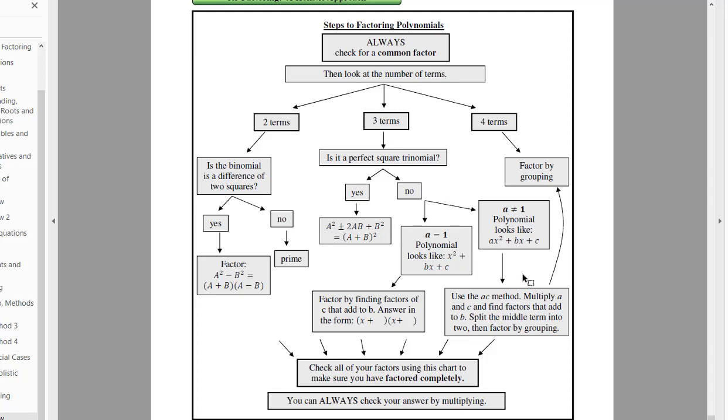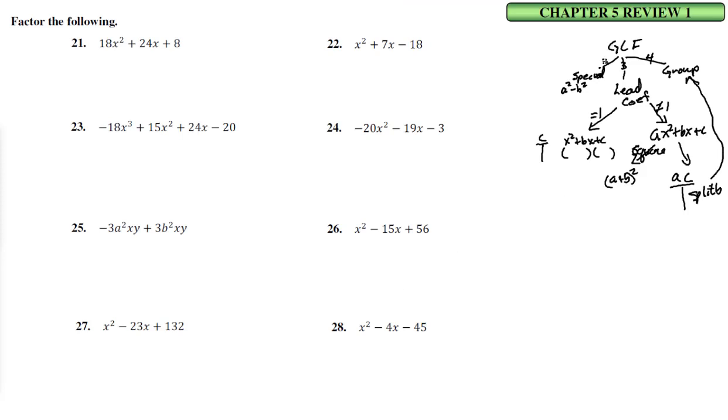So we have a small version that I wrote up to guide us: greatest common factor, then 2, 3, or 4 terms. That'll help guide us a little bit on this other screen. But if you need to, go ahead and reference that big one out of your textbook.